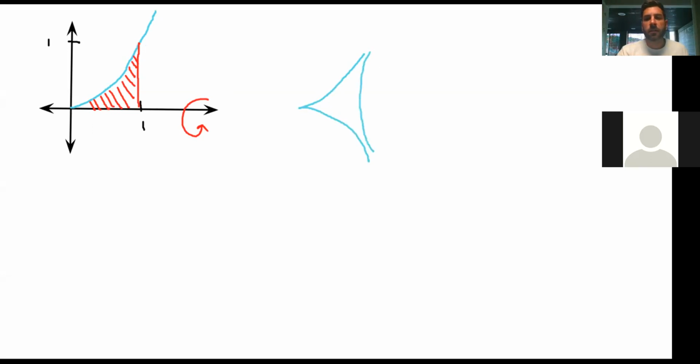So here's my solid. It's sort of like a horn. Maybe some of you played an instrument, I don't know. So I get this horn-like creature, and I want to know the volume of it.